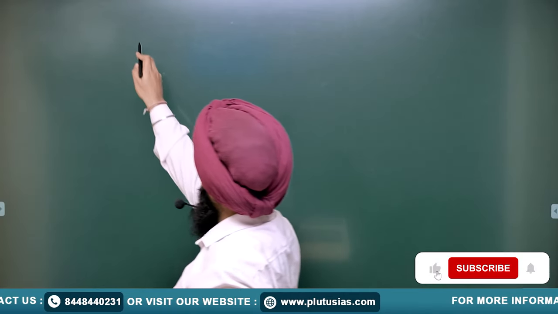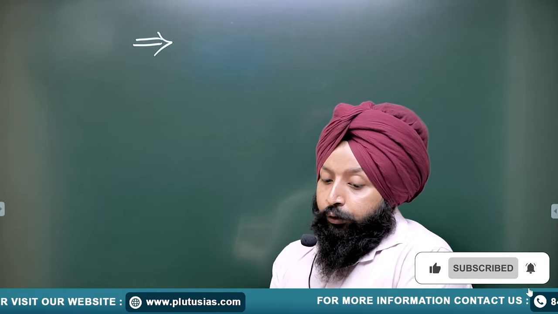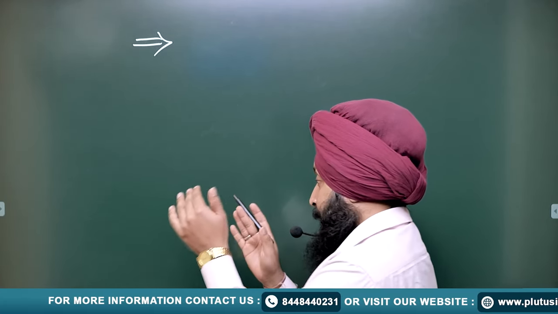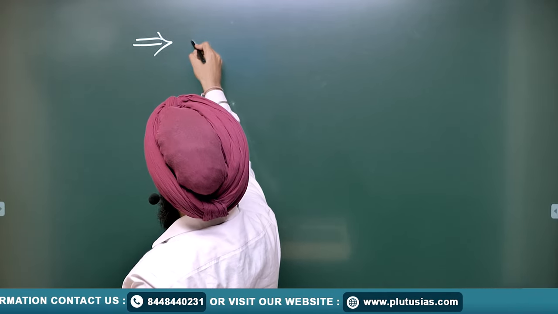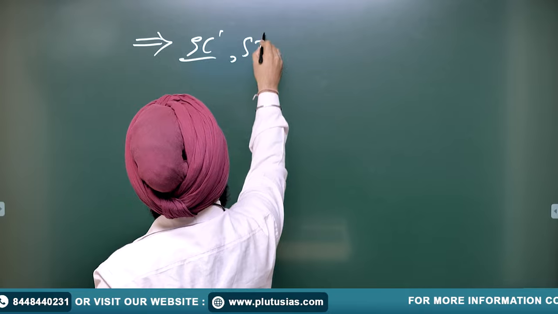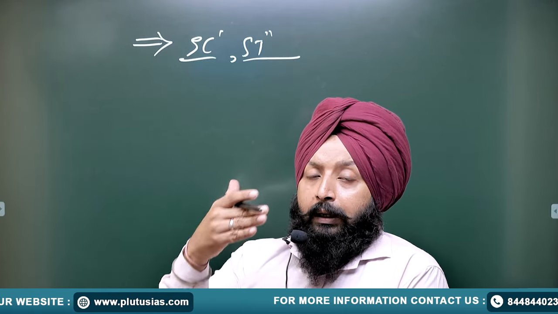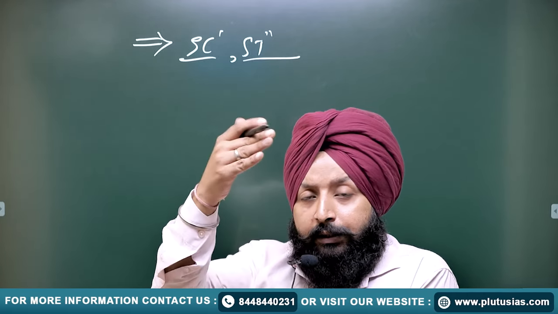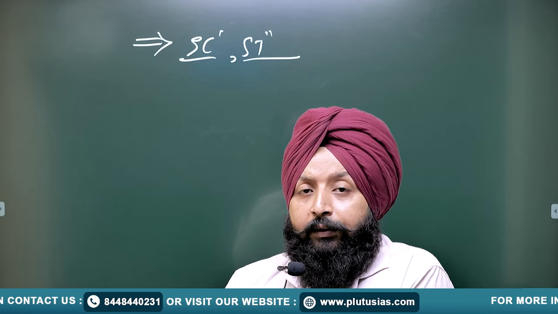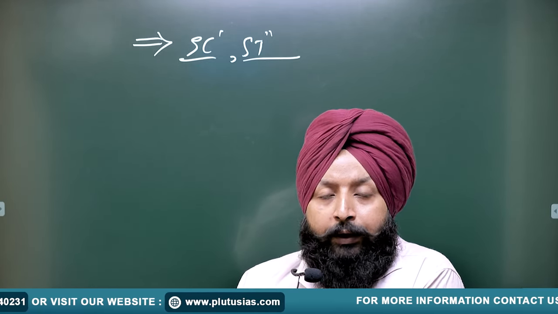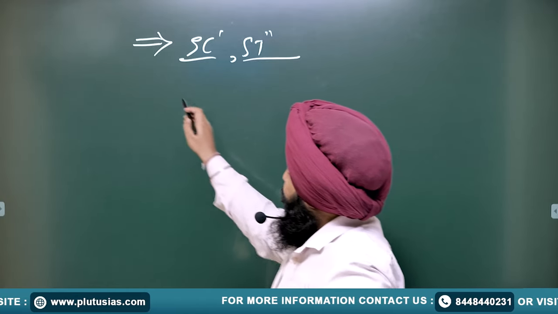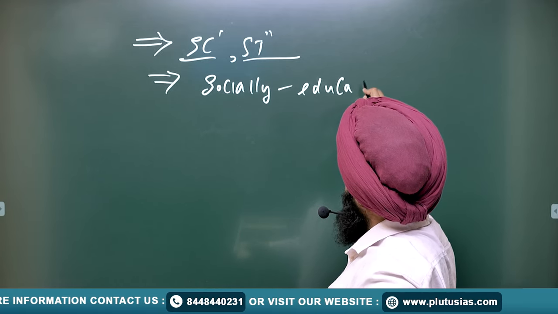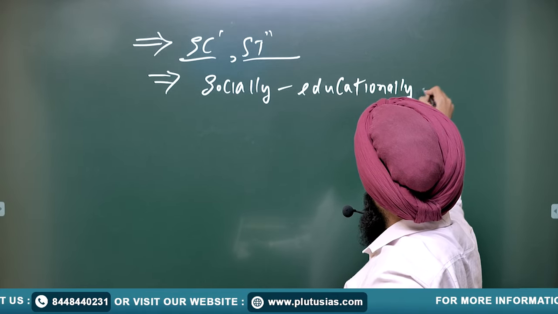First of all, the court said that it is very important to define the expression socially and educationally backward classes of citizens, because special provisions can be made in favor of SCs. The castes included in the categories of Scheduled Castes or Scheduled Tribes are listed by the President under Articles 341 and 342. So the matter regarding them is already final. The question was, who are socially and educationally backward classes of citizens?